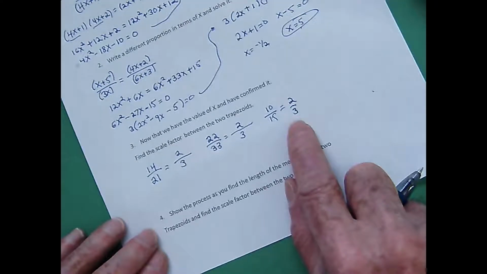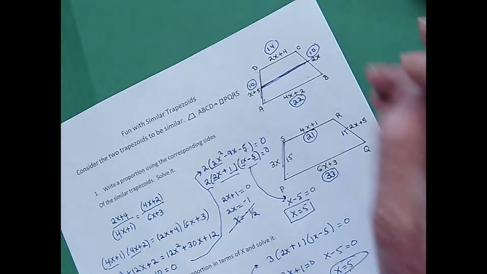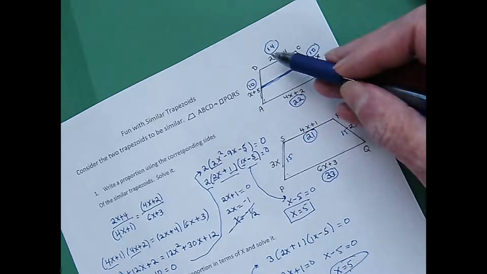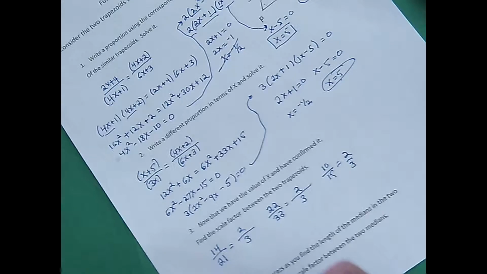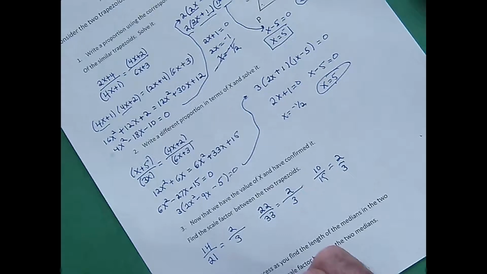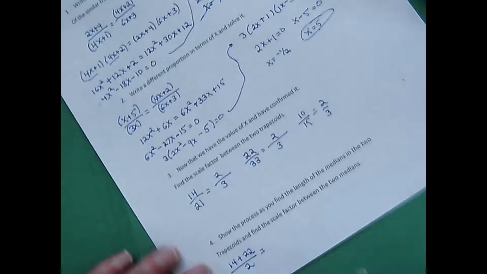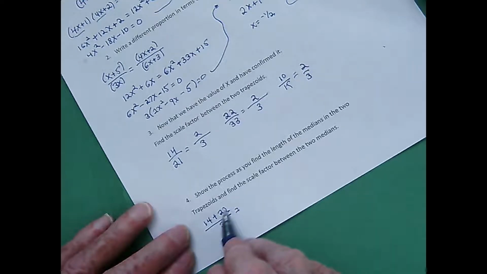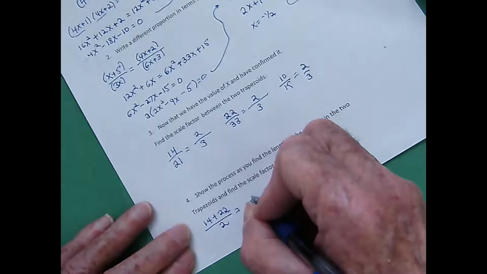So you've got to figure out with me, what's the length of that median right there? And how do you get a median in a trapezoid anyway? Well, add the bases and divide by 2 to get the length of that median. So the first median ought to be 14 plus 22 divided by 2. I'm sorry, I hid that from you. 14 plus 22 divided by 2 looks like 36 divided by 2, and that would be 18. The length of the median in the smaller trapezoid is 18.